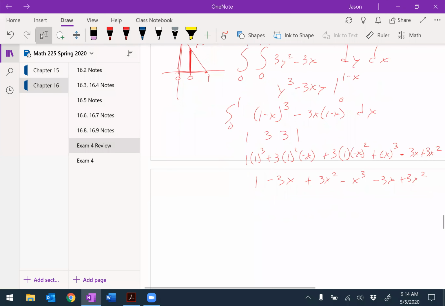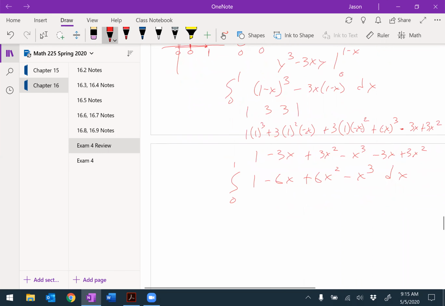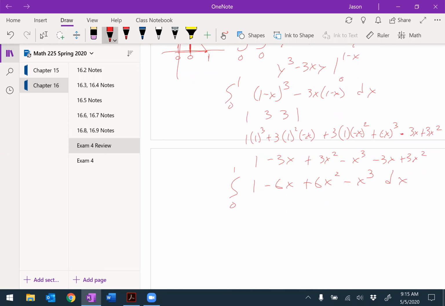So I'm going to combine the like terms here. So this is 1 minus 6x plus 6x squared minus x cubed. Okay. And now I need to integrate, from 0 to 1 on x, right? Integrate this guy. So this 1 becomes x.